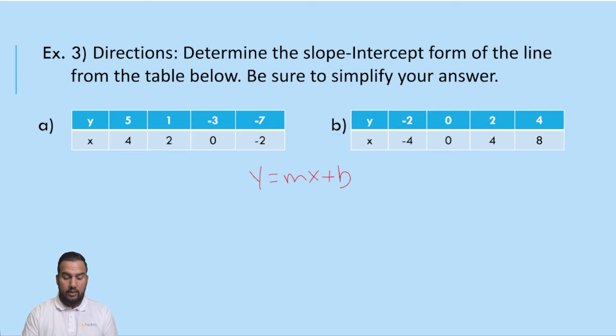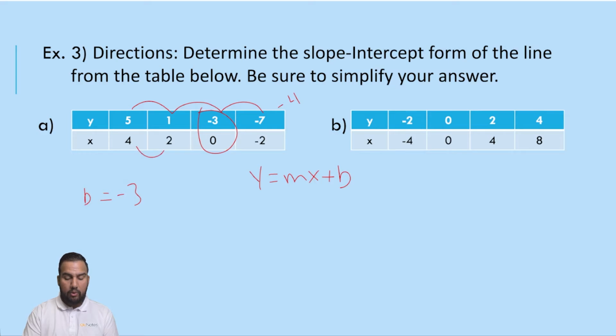Let's find the b. B is when x is equal to what? X is equal to 0. That's my y-intercept right here. So for a, b is equal to negative 3. Awesome. What about my slope? What's my pattern? Count the y's: 5, 1, negative 3, negative 7. Hopefully you agree it's counting by negative 4. It's going down by 4.